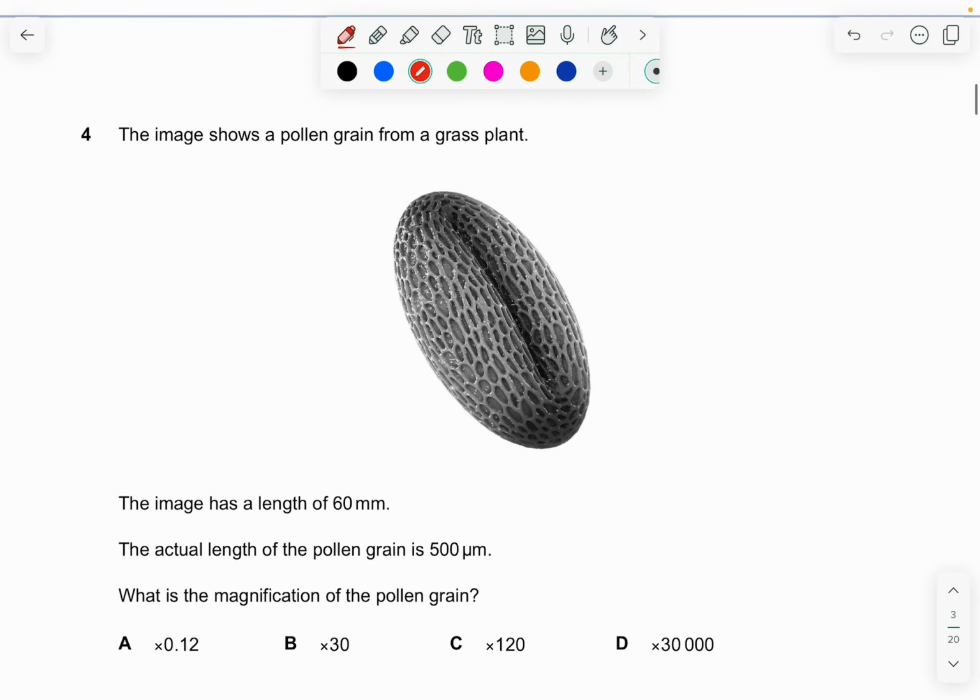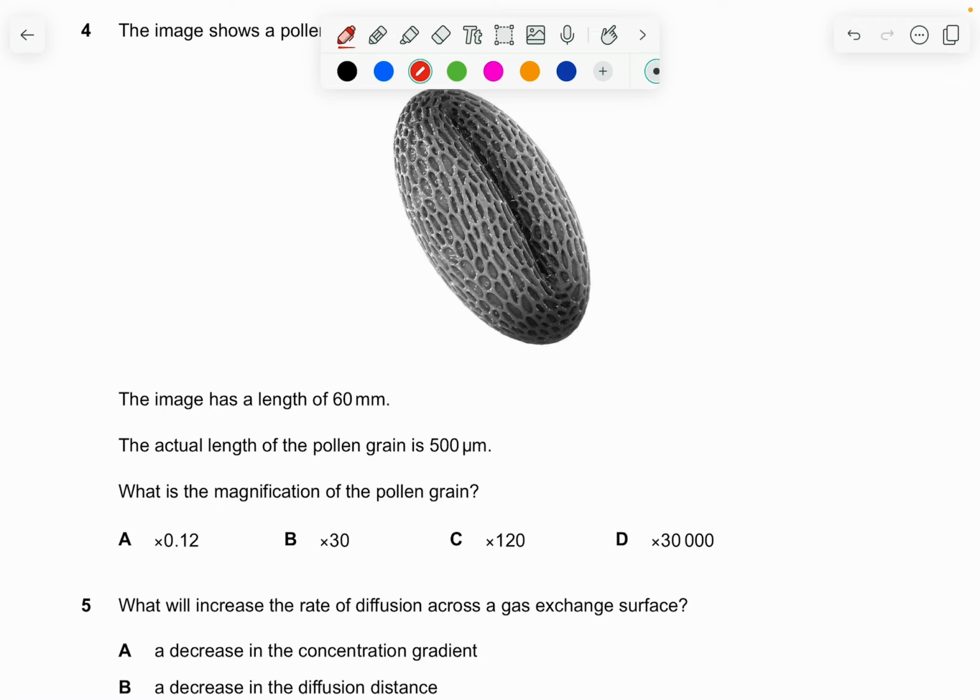Question 4. The image shows a pollen grain from a grass plant. The image has a length of 60 millimeters. The actual length of the pollen grain is 500 micrometers. What is the magnification of the pollen grain? So we're going to use the formula I over M. They have given you the image, they've given you the actual length, so now we need to find out the magnification.